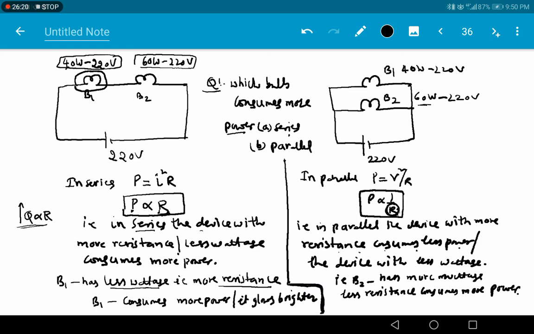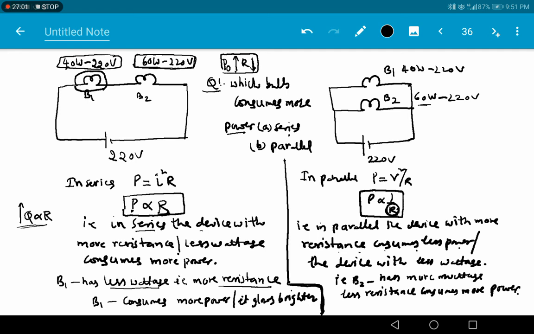Once again I am going to repeat this. It's somewhat tricky and it is easy also. First we should know the rating of the devices. We should know the ratings of the different devices. Then we can simply analyze that if wattage, or operating power, is more, resistance is less. That you can remember as the first point. Then in series combination, they will ask which bulb consumes more power, and in parallel combination also, which bulb glows brighter in series, which bulb glows brighter in parallel.